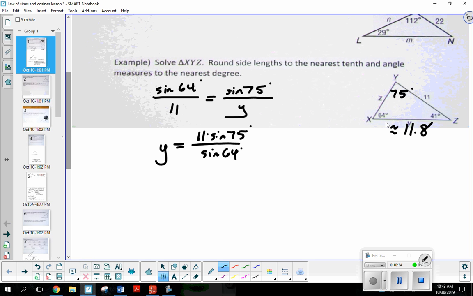Now again, I have two pairs that I could work from, but I always encourage you to just work from the original pair. That way you don't have to worry about your answer being off. So I'm going to say sine of 64 degrees over the 11 equals, now I'm looking for z, so I'm going to use the angle opposite that, sine of 41 degrees over z. And how about Sandra? What would I have to type in the calculator in order to get the length of z? What's the expression?